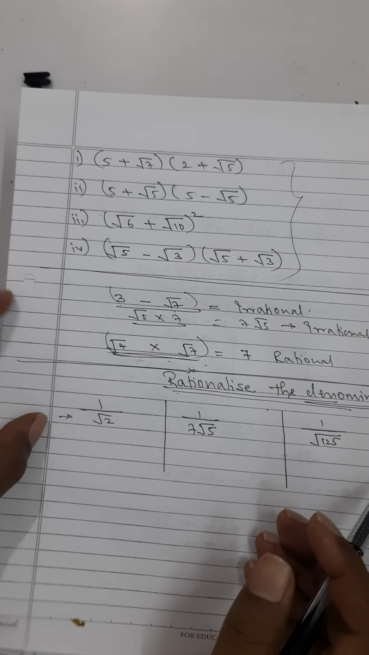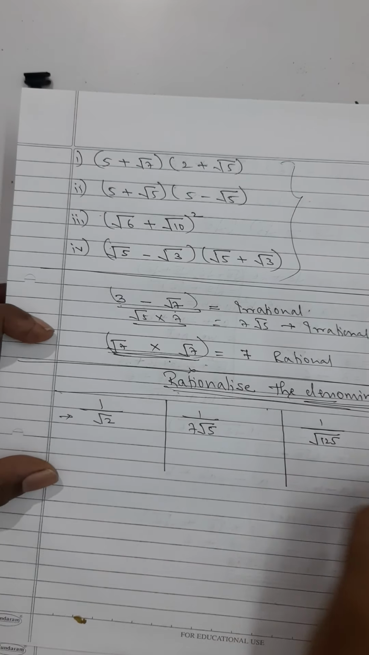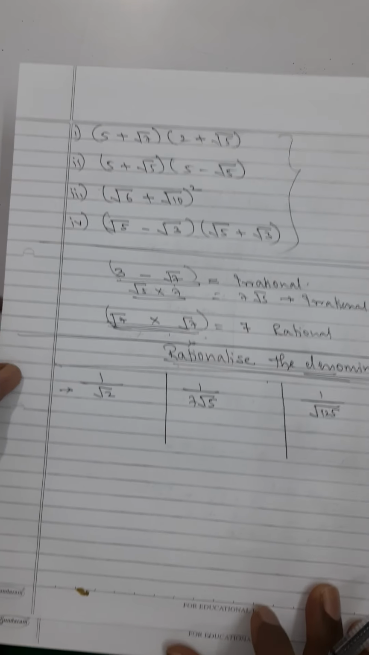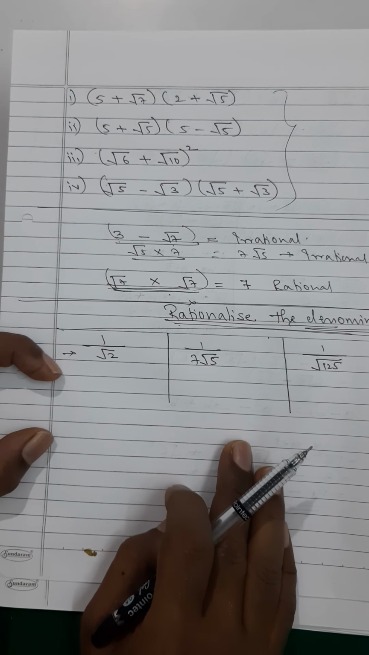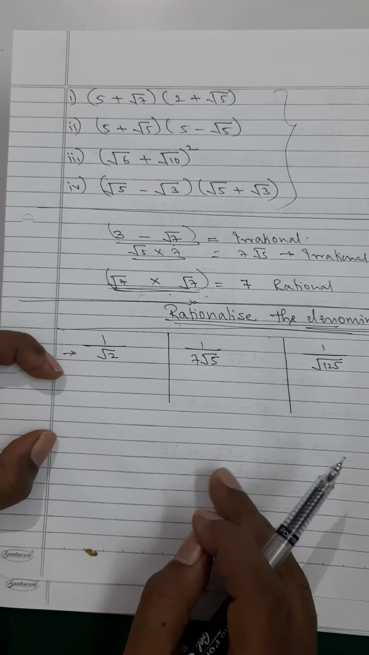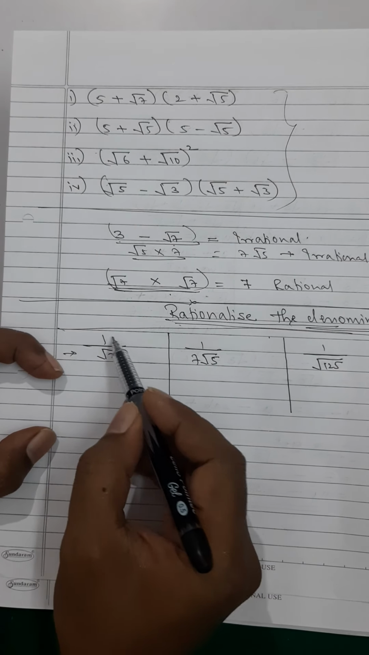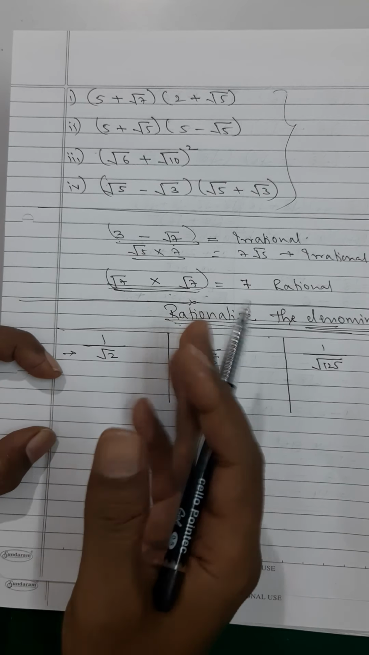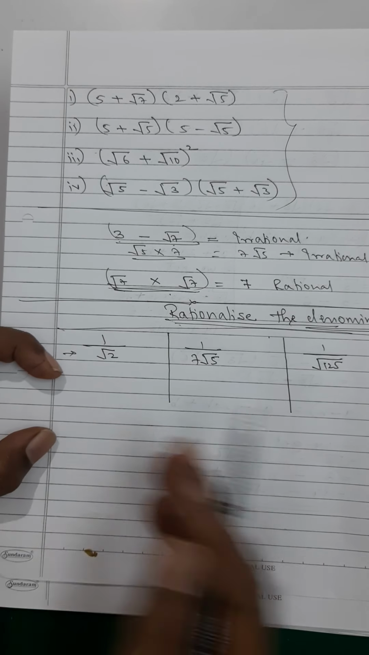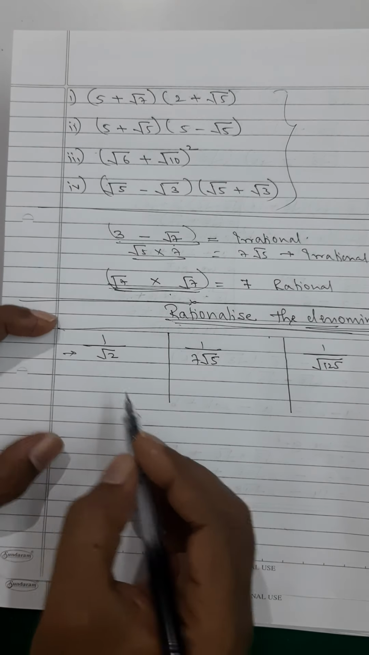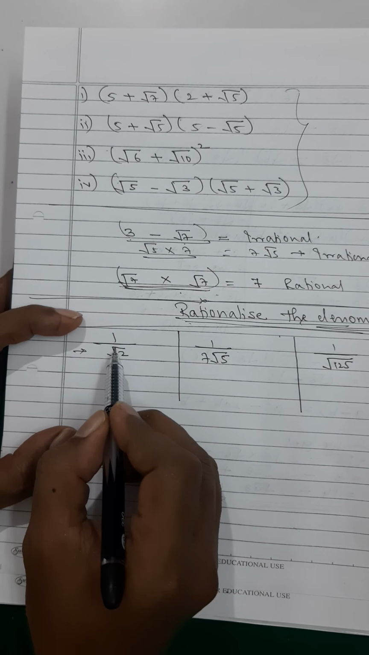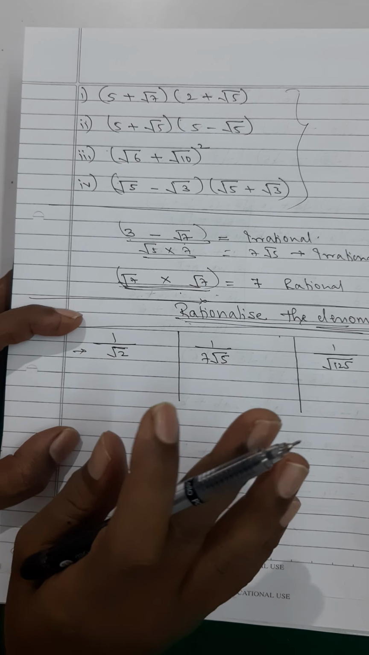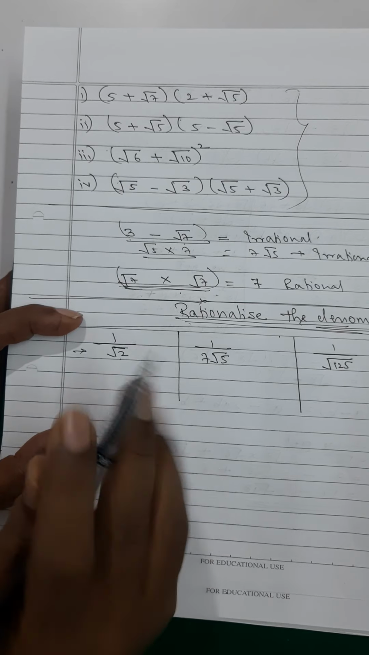I'll try to explain first this type of question. They are very easy, don't bother much about that. 1 upon root 2, 1 upon 7 root 5, 1 upon root 125. I'll first suggest that you simplify them as much as possible. Even if you don't simplify, it's okay. You can do it in any way. Now, what is the irrational part? Root 2 is the irrational part.